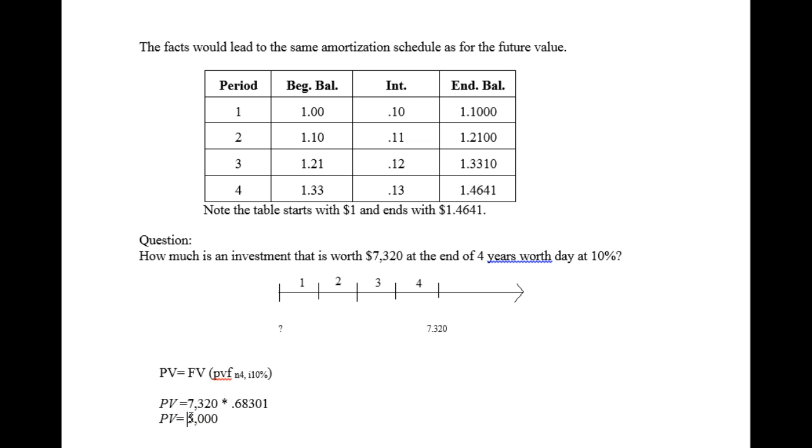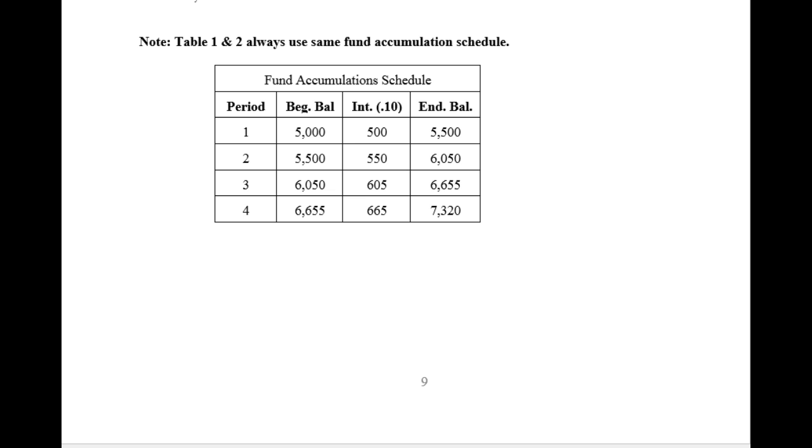Now I know there's a little bit of a rounding error, about 40 cents there, but remember we've agreed not to let errors bother us as we study intermediate accounting. Remember that Table 1 and 2 always share the same fund accumulation schedule. You know where you started, and when you apply 10% to it and grow it for 4 years, if you end at 7,320, you've proved that $5,000 is the present value of 7,320.